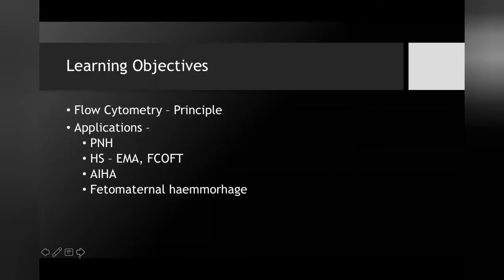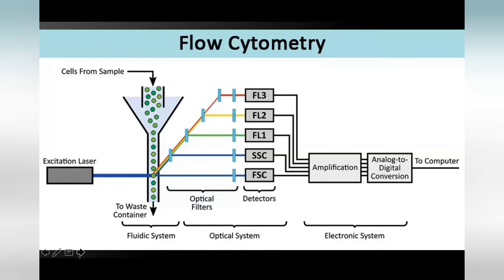In this presentation, I would take you through the principle of flow cytometry and how it can be applied for the diagnosis of some hematological disorders, especially paroxysmal nocturnal hemoglobinuria, hereditary spherocytosis, autoimmune hemolytic anemias, and for the evaluation of fetal-maternal hemorrhage.